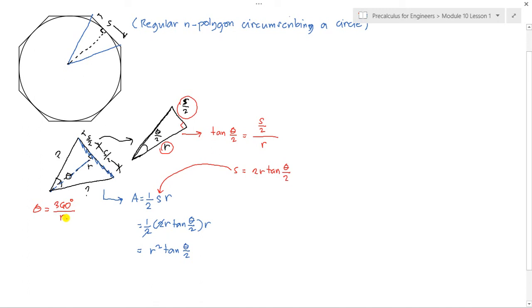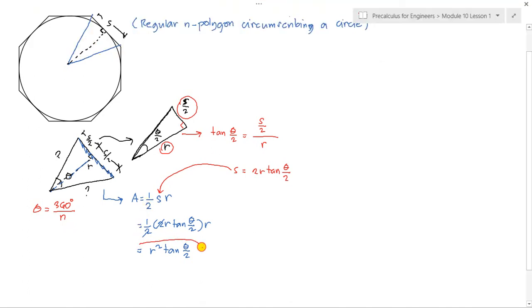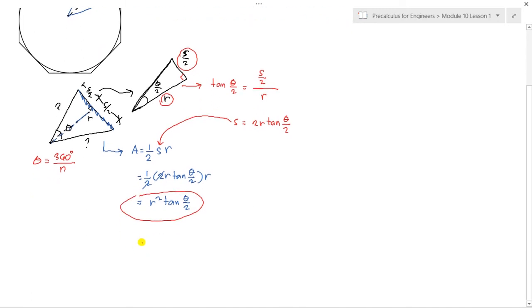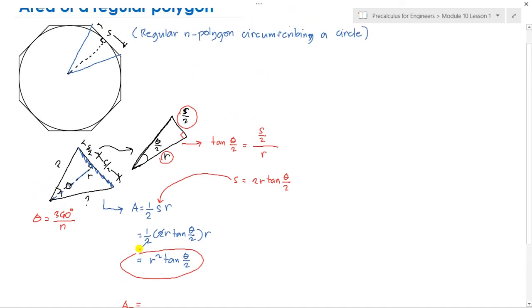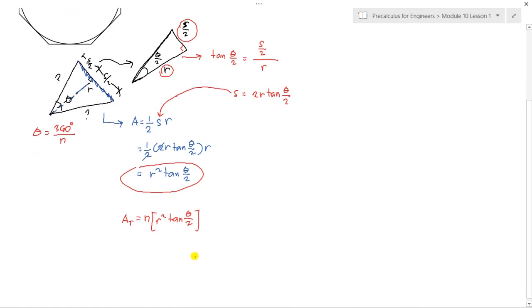And then, the total area here is the area of this triangle multiplied by the number of sides. Therefore, the total area of this regular polygon is equal to n multiplied by R squared tangent theta over 2. And since we have theta in terms of the number of sides, we can substitute that here. So, we now have a general formula.